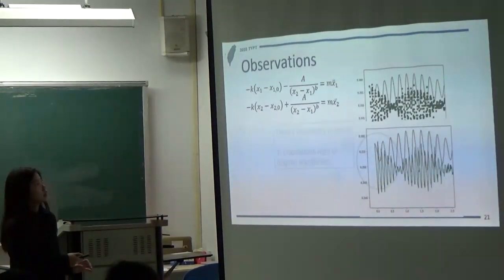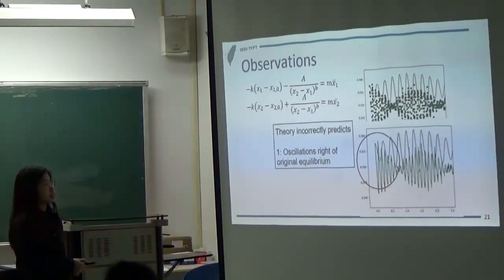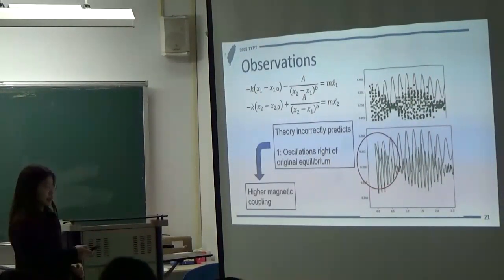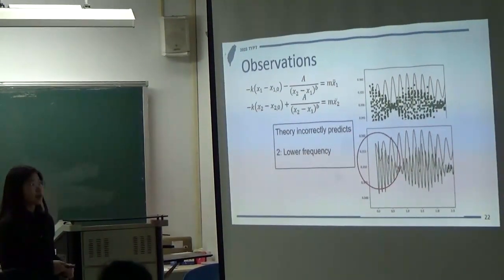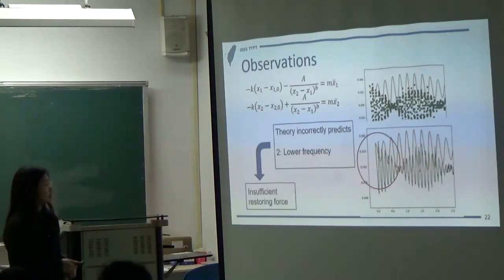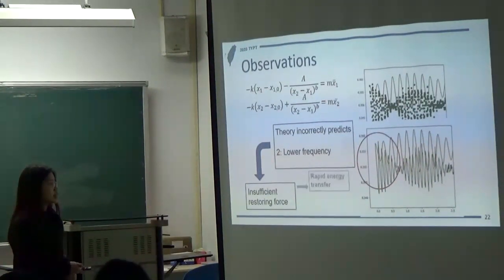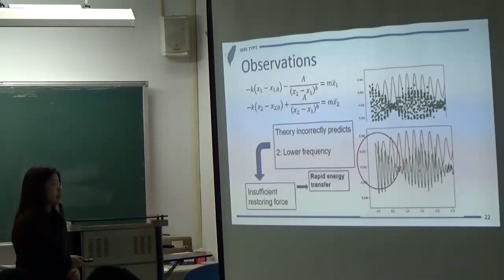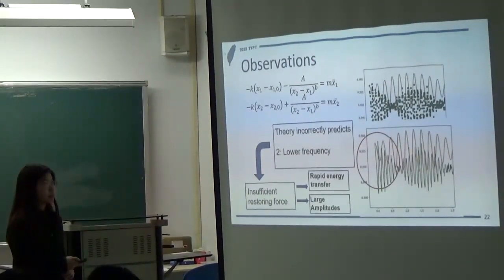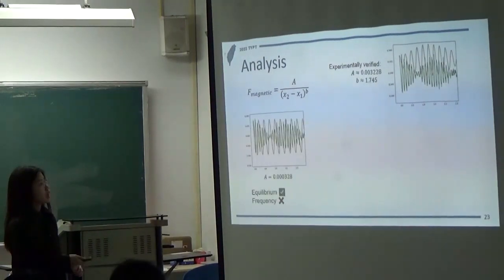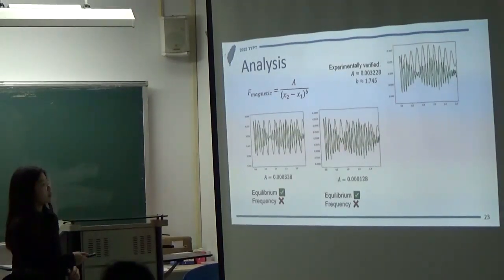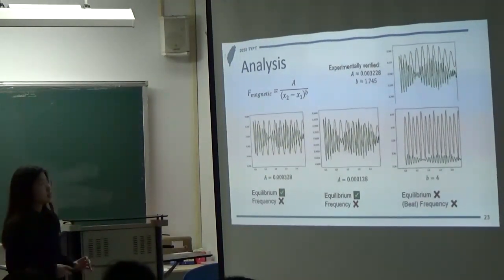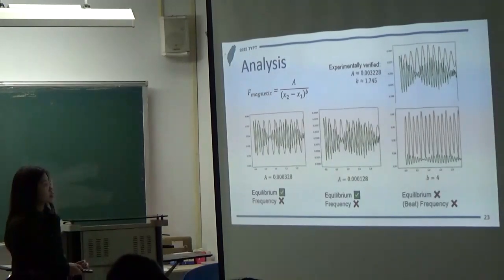So, observations. We see that the theory incorrectly predicts the oscillations right of the original equilibrium as such. And so this is due to higher magnetic coupling and results in rapid energy transfer. It also incorrectly predicts a lower frequency, and this could be due to insufficient restoring force, and it results in rapid energy transfer and large amplitudes. So essentially, we experimentally verified these values over here, and changing these values, however, yielded no significant fit to our experimental data, so it didn't really work.